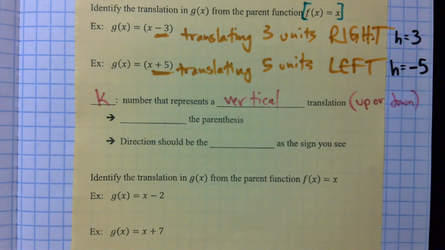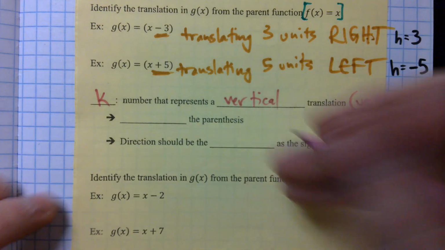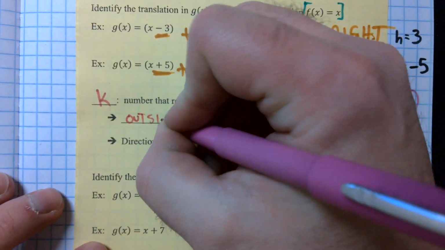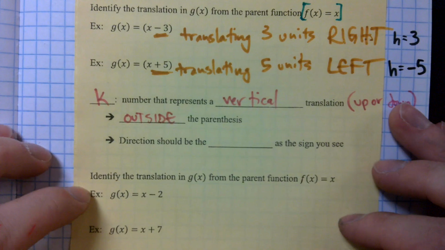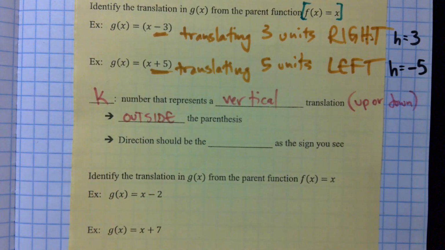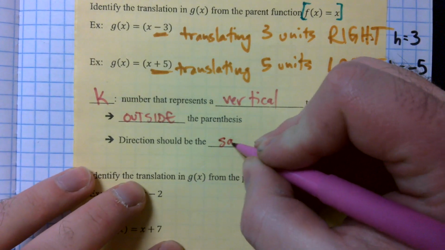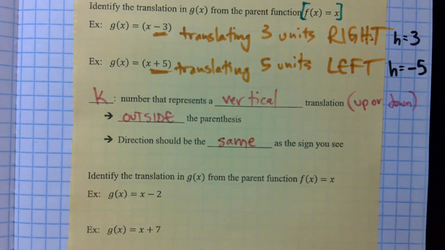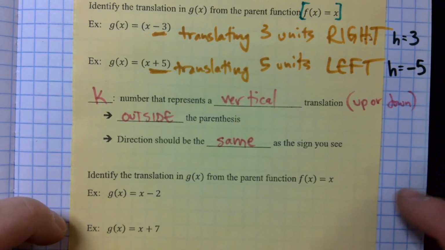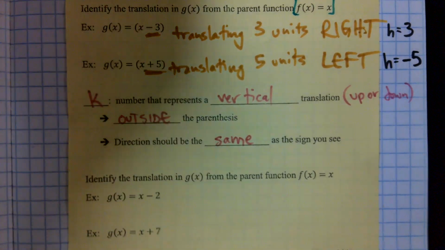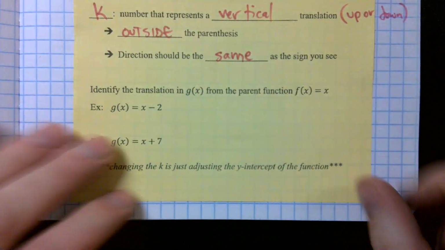I know that I'm looking at my K value when it's being added or subtracted outside the parentheses. What sign do you see in front of K in my formula? Plus. I see a plus. So for this one, my direction should be the same as the sign that I see. Okay? This is going to be a little bit confusing starting out. The more we talk about it, the more sense it will make.